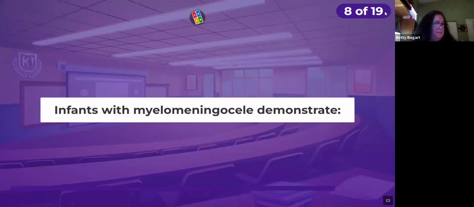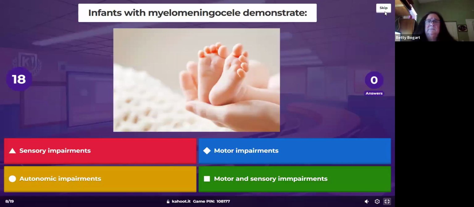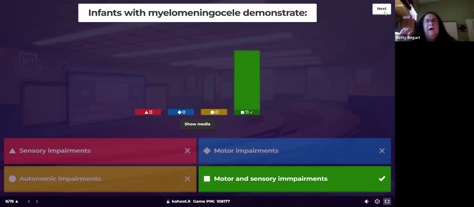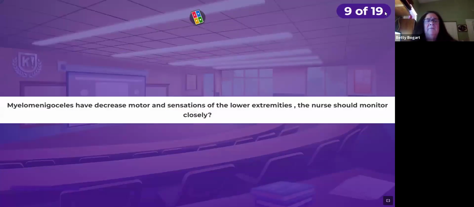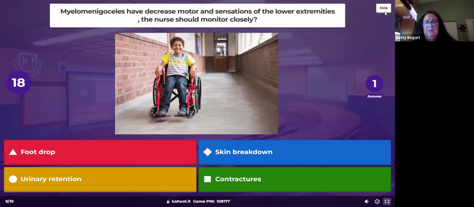Infants with a myelomeningocele demonstrate what? Remember, it's the meninges and the spinal cord and nerves are pulled up and outside the lower back. So you have damaged nerves there. So motor and sensory impairments, absolutely good. Myelomeningocele have decreased motor and sensations of lower extremities. The nurse should monitor closely what? What are you concerned about with a myelomeningocele? That nerve things, right?